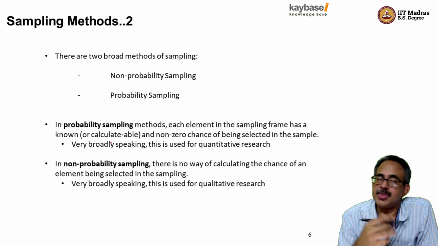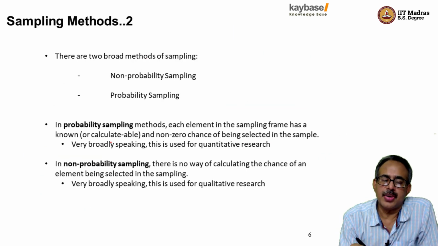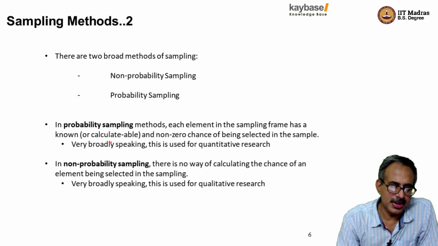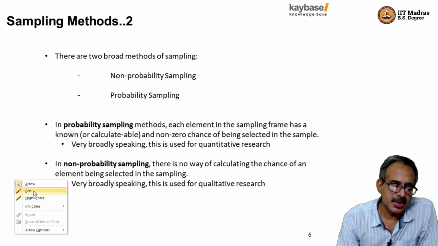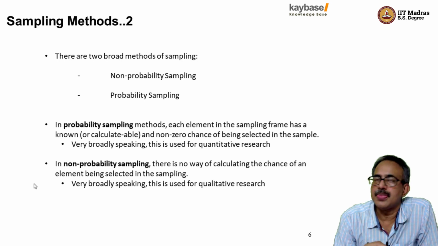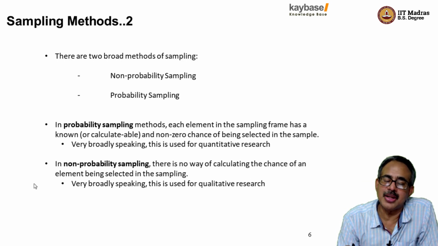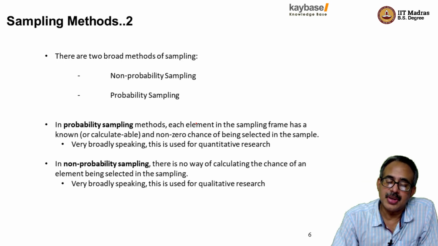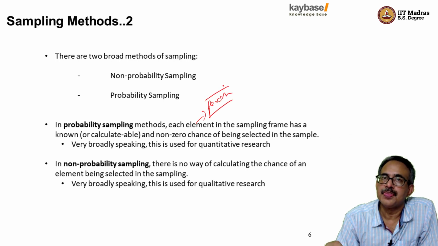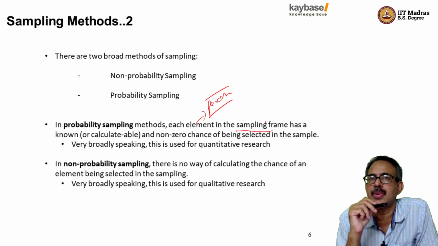In case my handwriting wasn't clear, there are two broad kinds of sampling, non-probability sampling and probability sampling. The technical definition of this is that in probability sampling methods, every element, again in the market research context, every element is every person in the sampling frame. What's the sampling frame? We just talked about it.